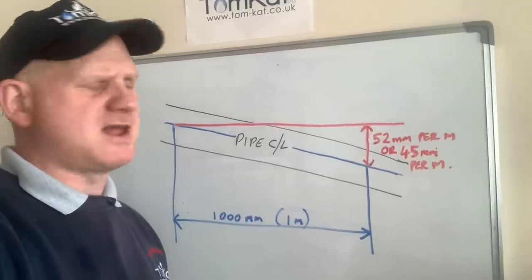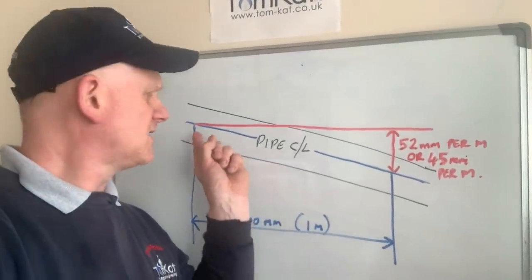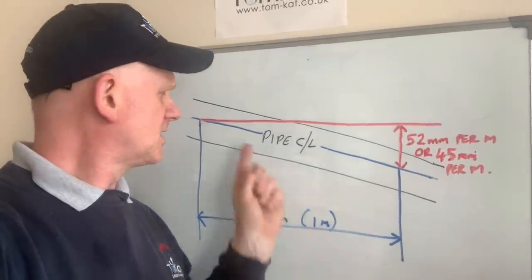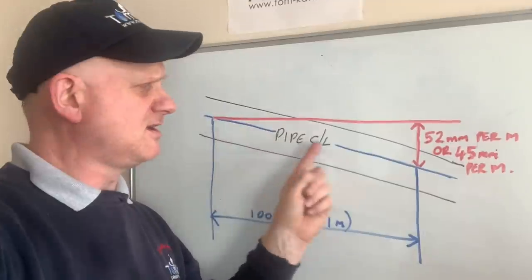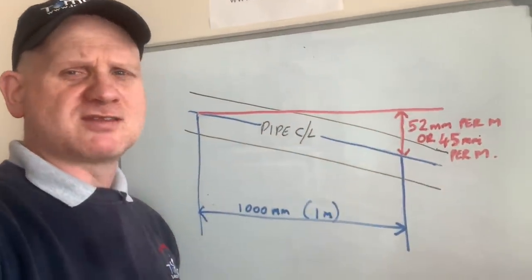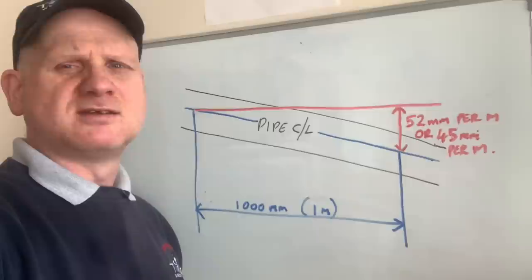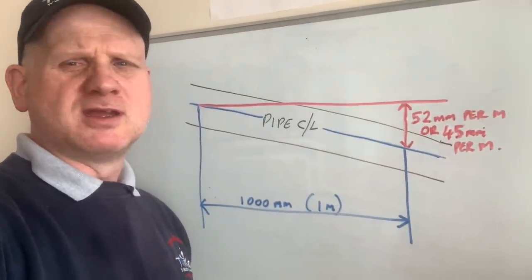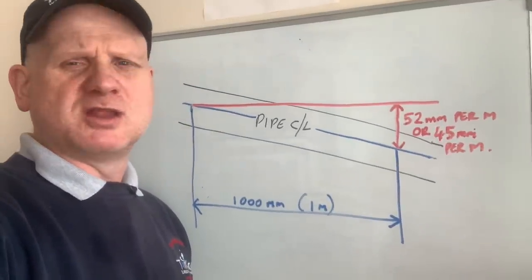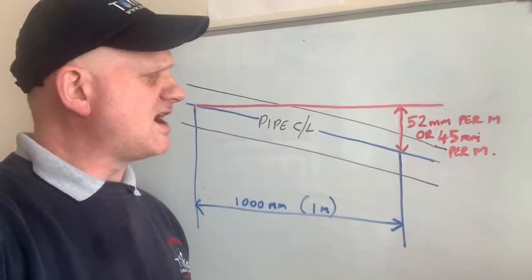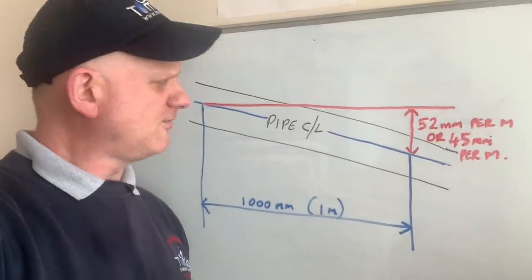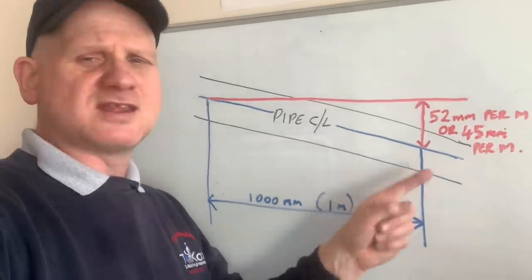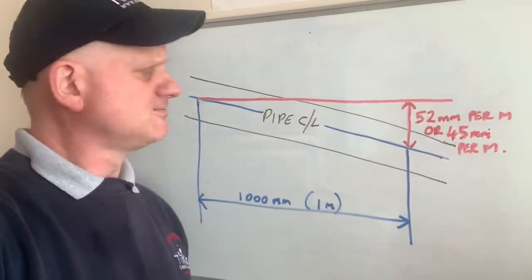Now, this is what we mean by it. So the blue line you can see here is the center of the pipe. So you can see from this section here, we've drawn a parallel line straight with our 1 meter. And you can see from that straight line to the center of the pipe is our fall. So either 52mm per meter or 45mm per meter. So hopefully that helps with what we mean by the fall. So it's from centre to centre within 1 meter.